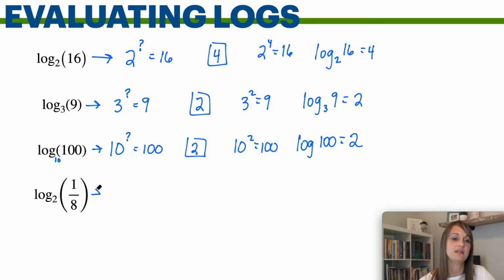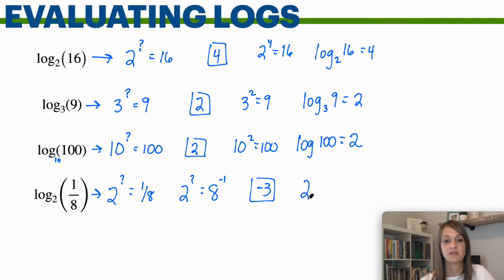And then in this case, you're thinking 2 raised to the what equals 1/8. So if you remember back a long time ago when we talked about exponents, you could say 2 raised to the what equals 8 to the negative 1. If you think about the fact that a fraction is basically that number raised to a negative power, your answer is going to be -3, because 2 to the third equals 8. So therefore 2 to the -3 is going to give me 1/8.